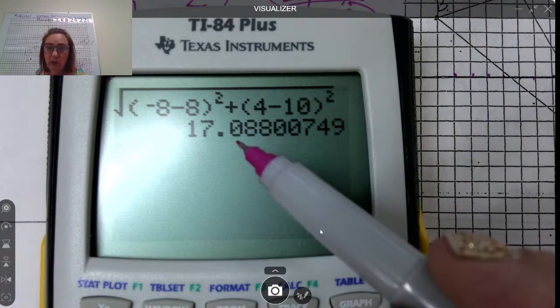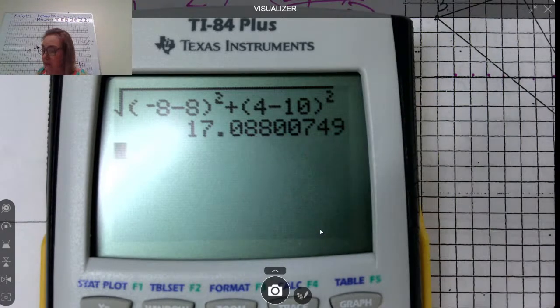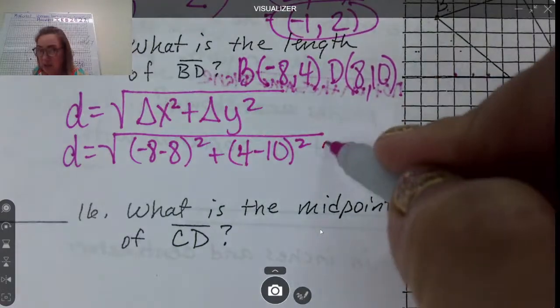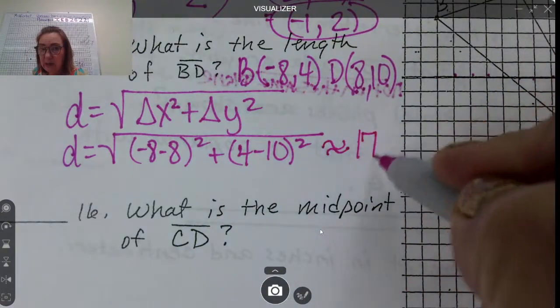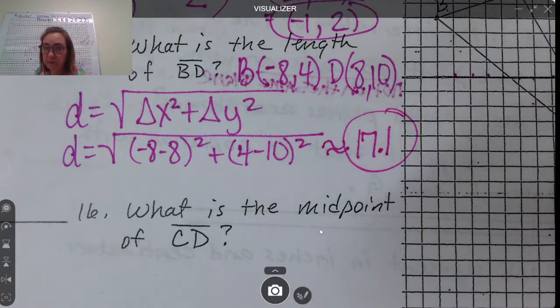This 0 rounds to a 1 because that's an 8. So approximately 17.1. And that's our answer.